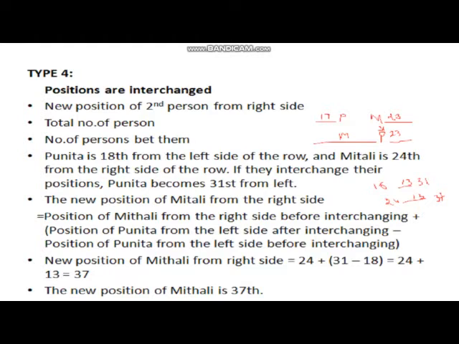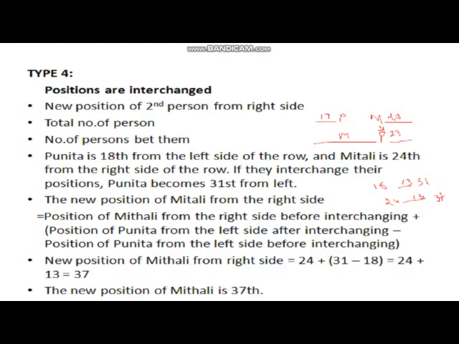Punita is 18th from the left side of the row, which means 17 persons are before Punita, and Mitali is 24th from the right side of the row, which means 23 persons are before Mitali from the right. Okay, if they interchange their positions, Punita becomes 31st from left. This is the question given. We have to find the new position of Mitali from the right side. See, first write down the points that are given.